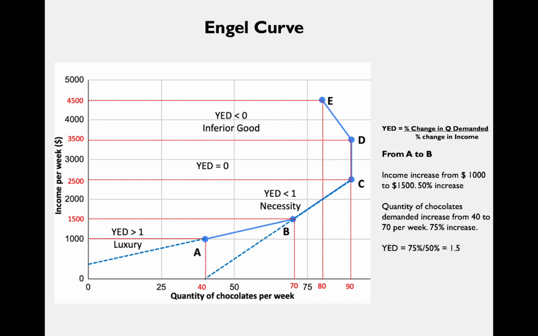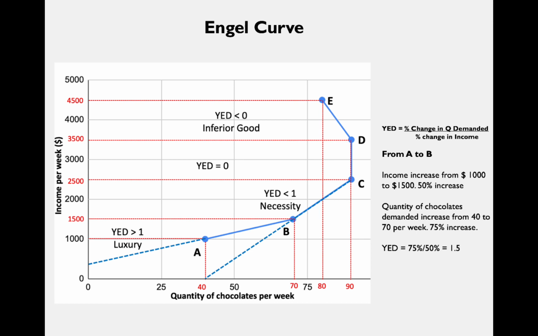Now, in the IB exam for paper 3 or even maybe paper 2, you might be given the Engel curve and you will be asked to calculate the income elasticity of demand. So let's just try it here for what happens from A to B. Remember, the YED is simply the percentage change in quantity demanded over the percentage change in income.